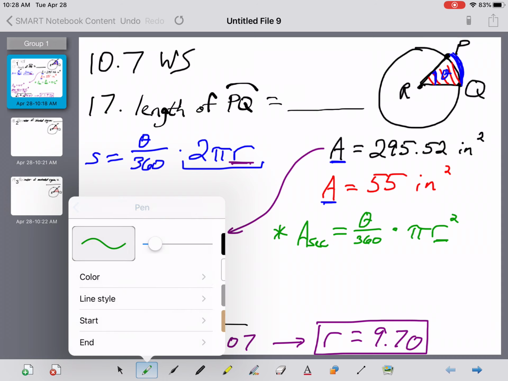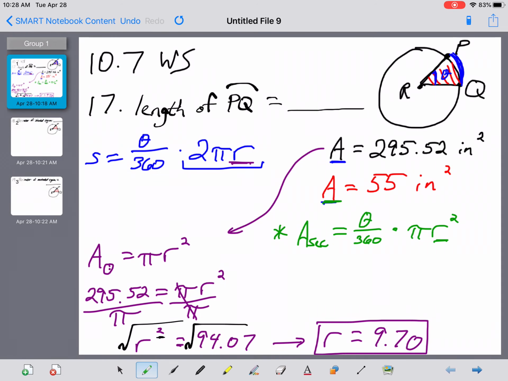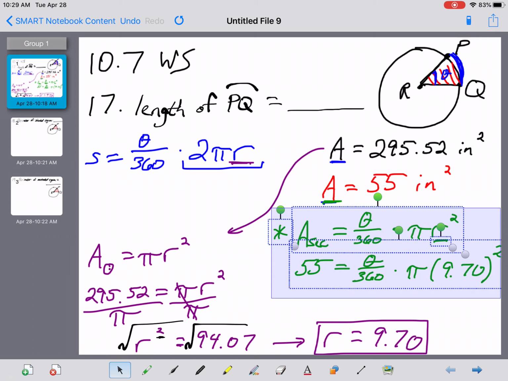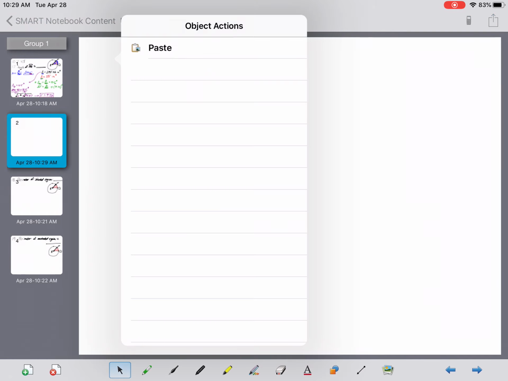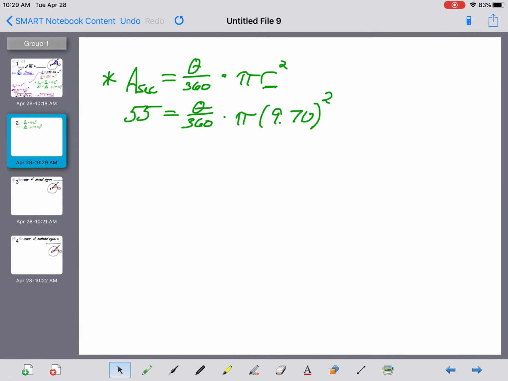Filling in what we know within that formula now, we know that the area of that sector right here is 55. Okay, we still don't know what theta is. Over 360 multiplied by pi times our radius of 9.70, and we're going to square all of that. All right, this is complicated and kind of ugly, guys, but that's an equation we can solve. Unfortunately, I think I might need a new page in order to do that. So let me just copy that, start a new page, and we'll paste this up at the top and see where we can go from here.